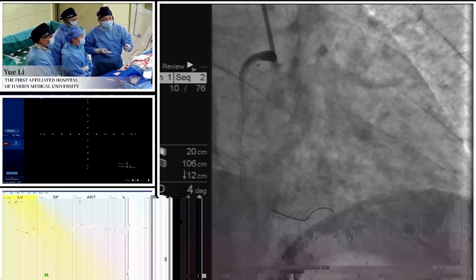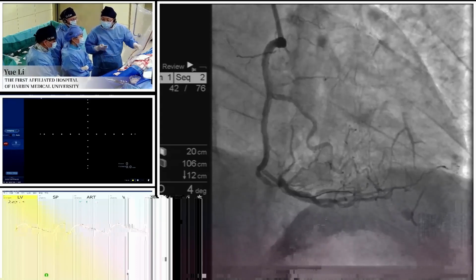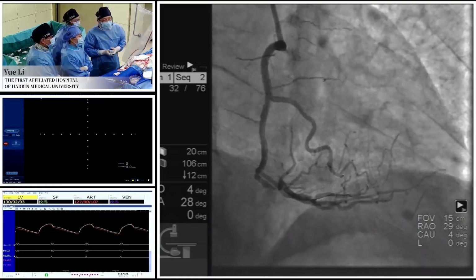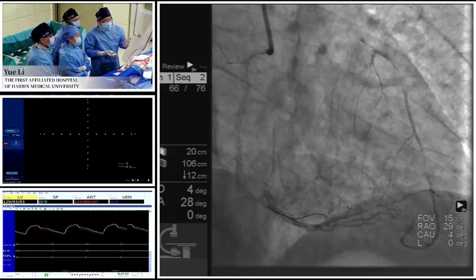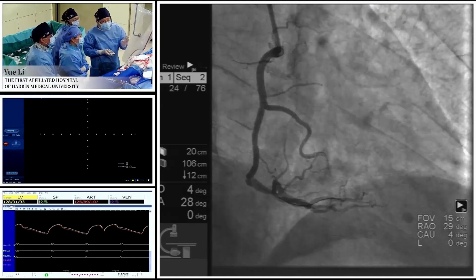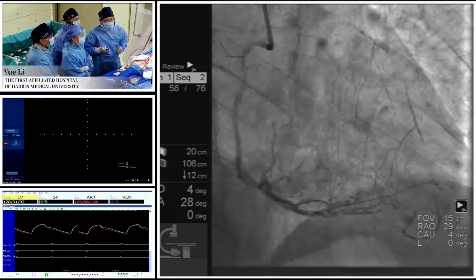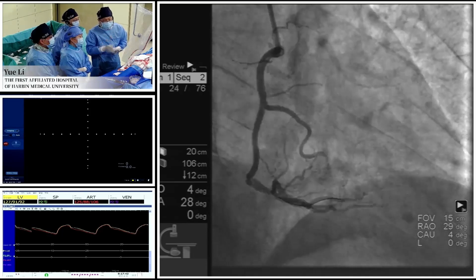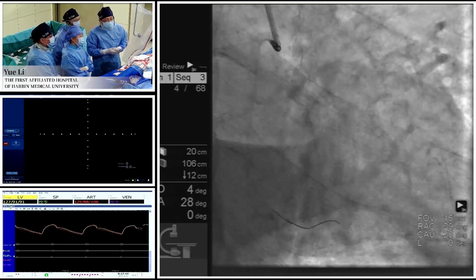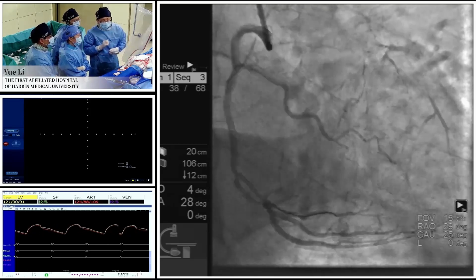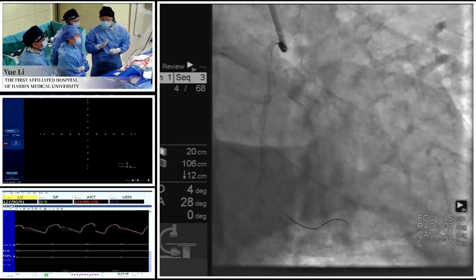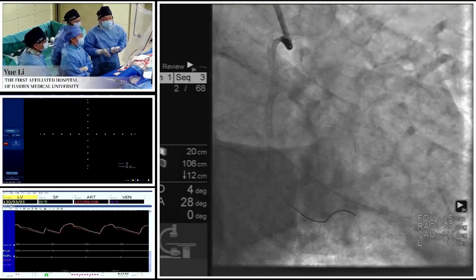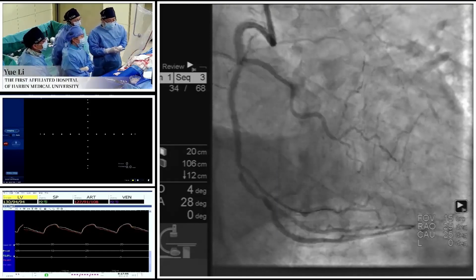So we already know, Dr. Jing already showed the audience there are several collateral channels from the RCA to the LAD, distal LAD. This is the RAO view, but we can see it is not a very optimal view to differentiate the distal bifurcation. So we should use the RAO caudal view. In this view, we can see very clearly the three distal branches can be differentiated.